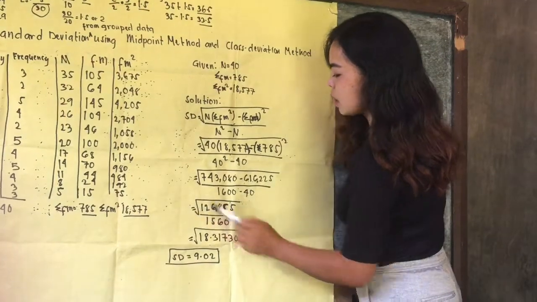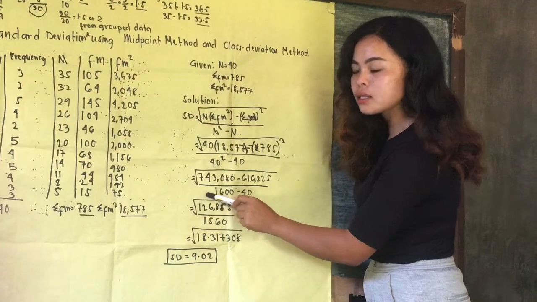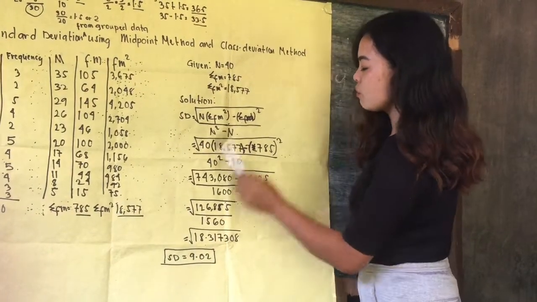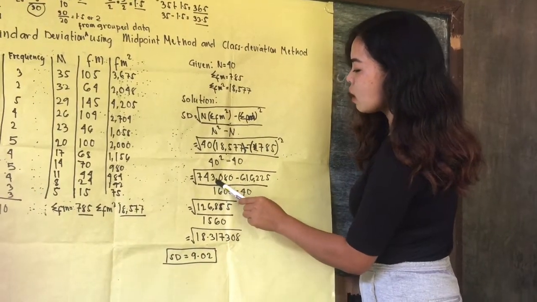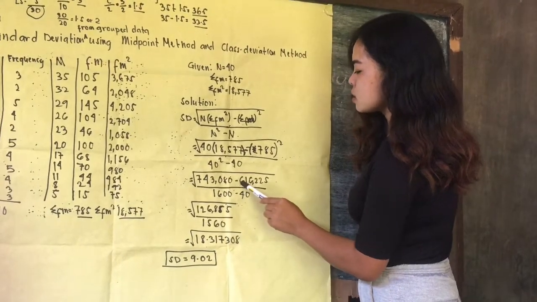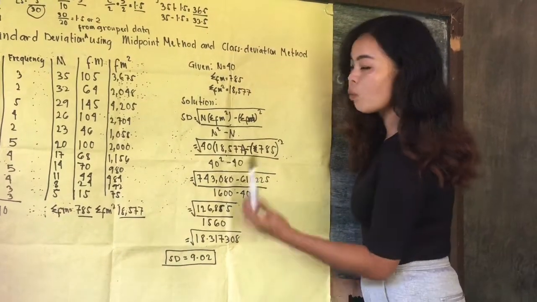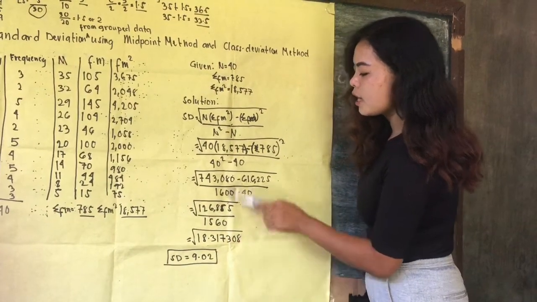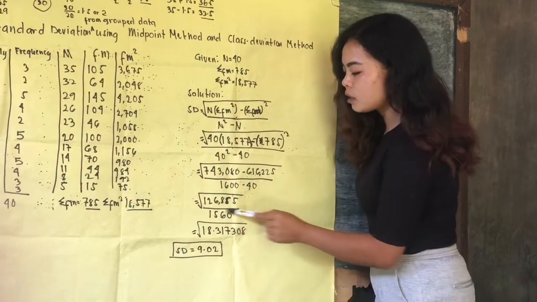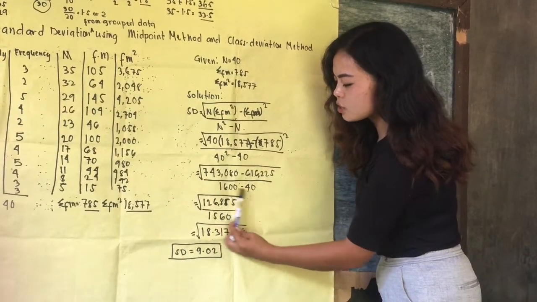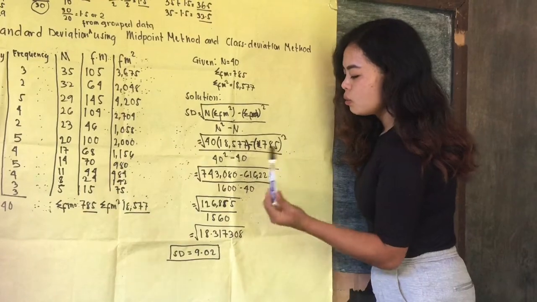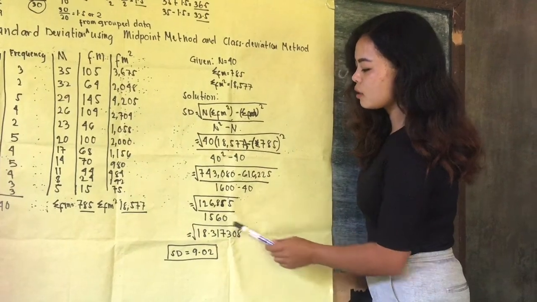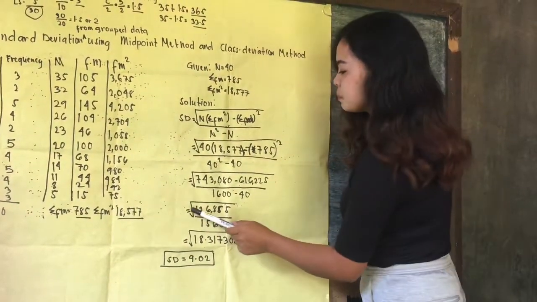So next step is to copy again the square root, then subtract this value. So 743,080 minus 616,225 is equals 126,855 divided by the difference of these two values. 1,600 minus 40 is 1,560.